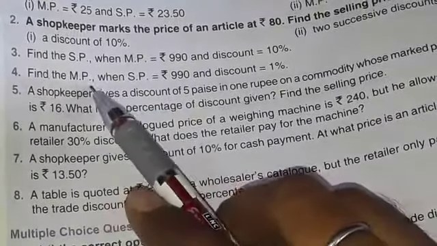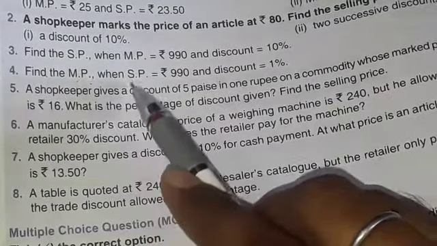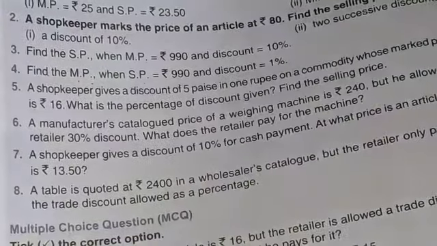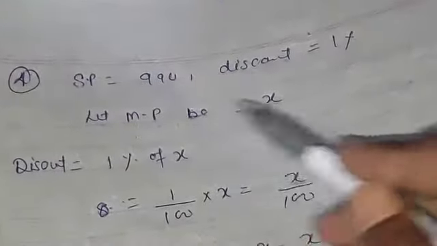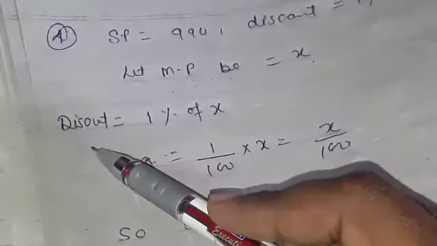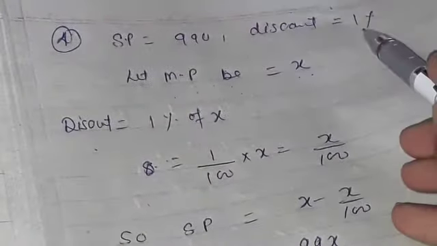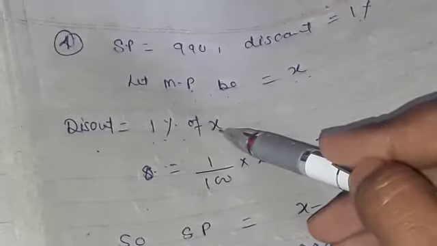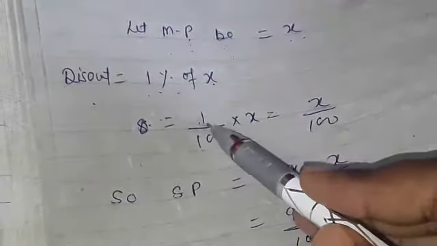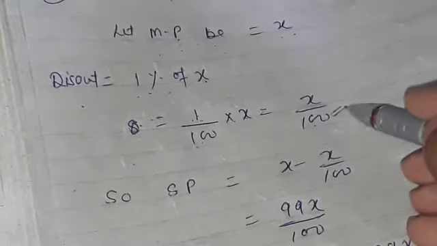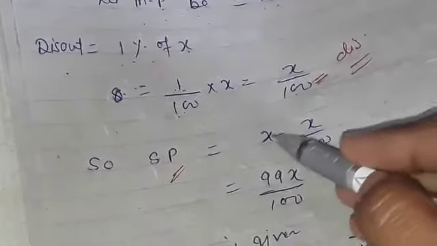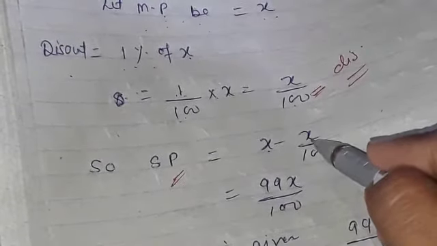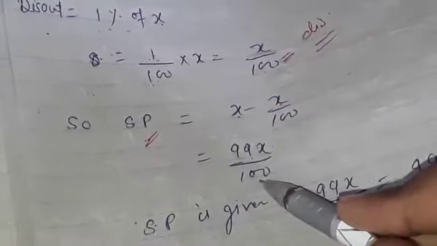Now question number 4, marked price. You have to find the marked price when the selling price is this and discount is 1%. So selling price 990, discount is 1%. Let the MP or marked price be x. So discount, I told you discount is always related to marked price. So 1% of x. So 1% of x means, class, 1 upon 100 into x, that is equal to x upon 100. This is your discount, class. So SP means marked price, then you subtract the discount, then the selling price is there. So that is equal to 99x upon 100.